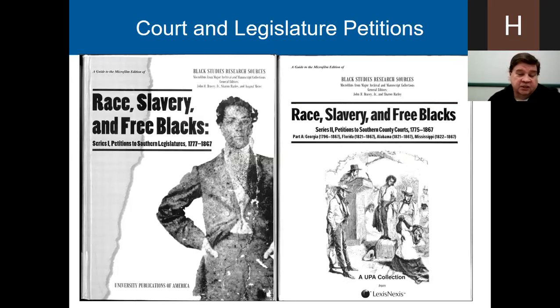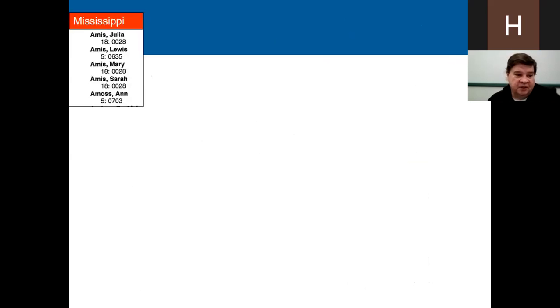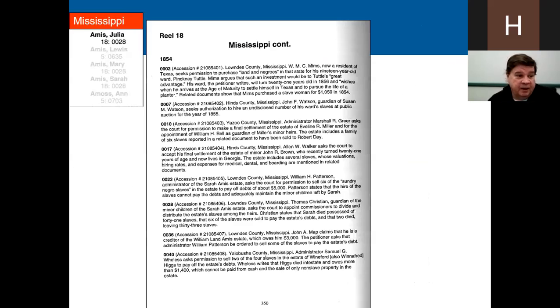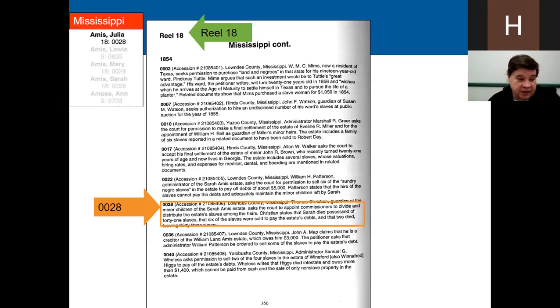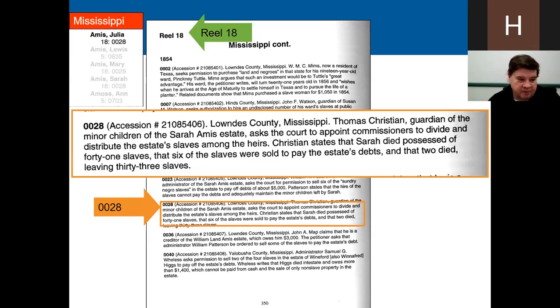Another resource to look at is court and legislature petitions. These are petitions either to the courts or to the legislatures of southern states involving African Americans in some form or fashion. So these books are indexed by states, and generally it's the slave-owning family again. So this is from Mississippi. It's Julia Ami. And if I look through the book, I can find out that this case is going to be on Reel 18. It's number 28. And basically this happened in Lowndes County, Mississippi.